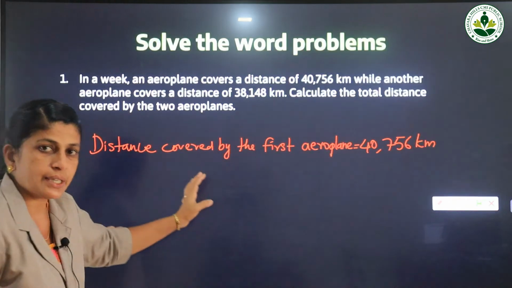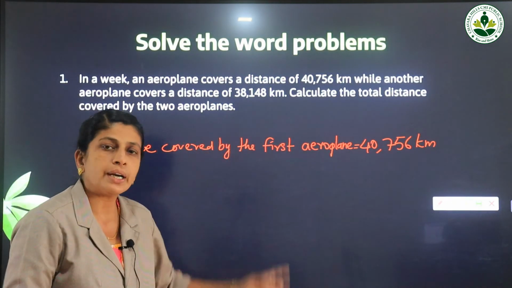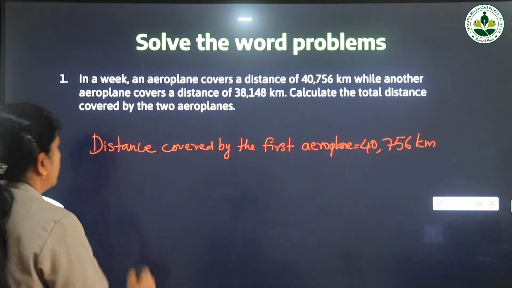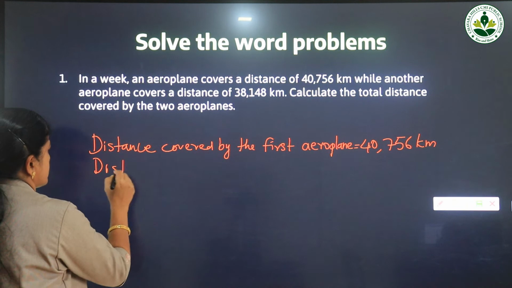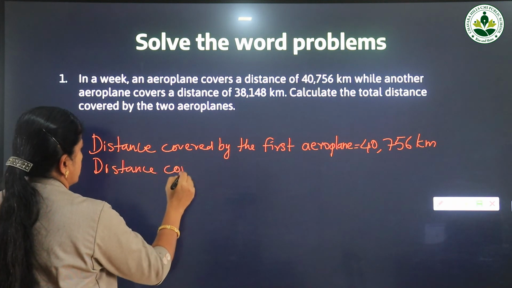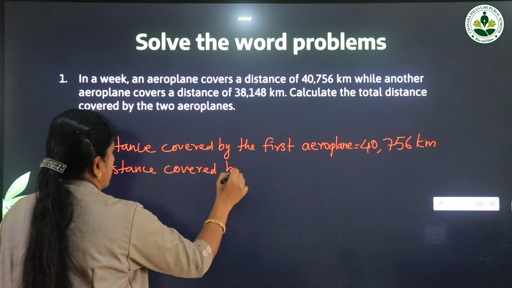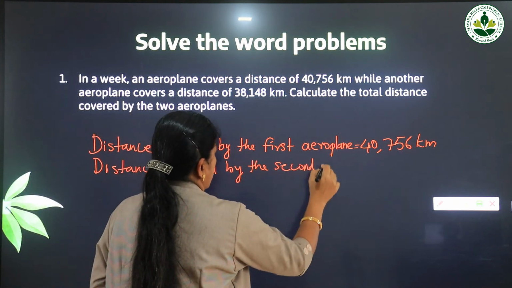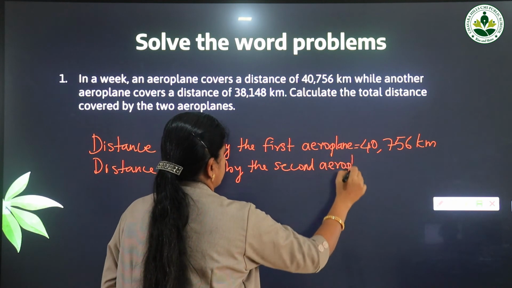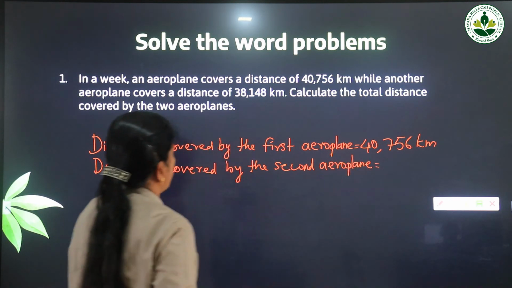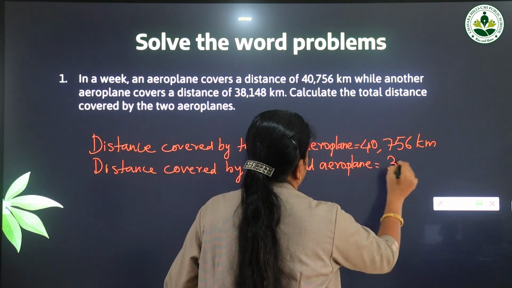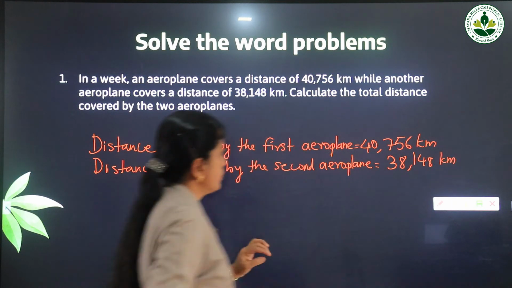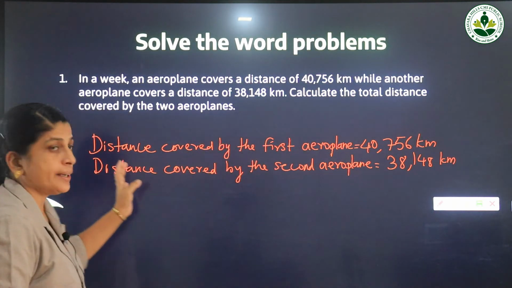Then another aeroplane covers a distance of 38,148 km. How do we write that in words? That is the distance covered by the second aeroplane. What is the distance? It is 38,148 km. Then calculate the total distance.